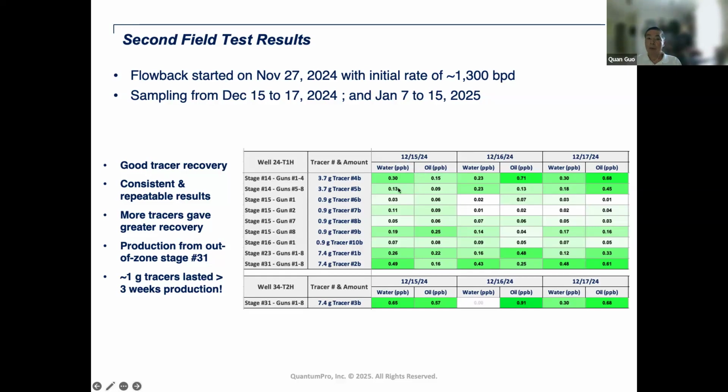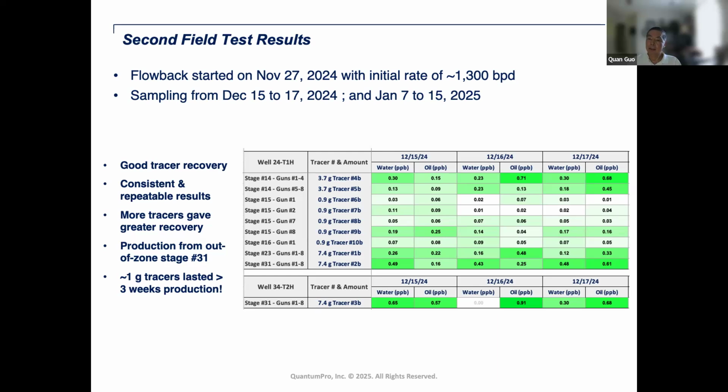As can be seen from the results, we have good tracer recovery for all the cases, including the 1 gram cases. And the results are consistent and repeatable. All the 1 gram cases have similar results, the 3.7 gram cases similar results, and the 7.4 gram cases similar results. And we see that more tracer gives greater recovery. So you can compare the 7.4 grams and all 8 guns versus just 4 guns, 4 clusters versus 1 cluster, right? The results also confirm the production from this out-of-zone stage for this well.